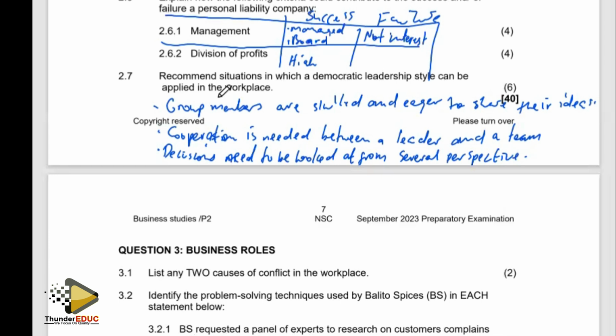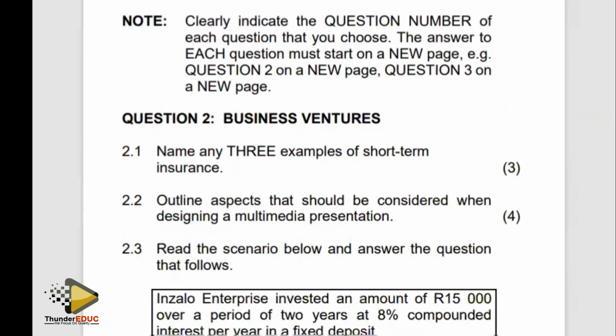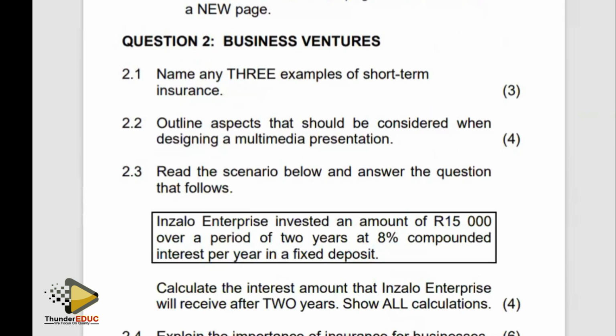Okay, right. So now let's check another question 2 from another question paper. What do we have? So now question 2 from this question paper reads as follows. In particular, 2.1, name any 3 examples of short-term insurance. So now, examples of short-term insurance include property insurance. We also have money in transit. We also have theft. We also have burglary. We also have fire and the likes.